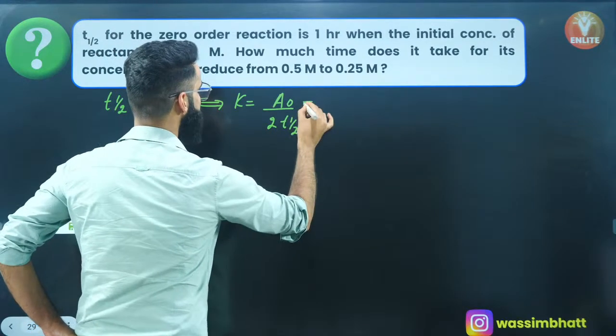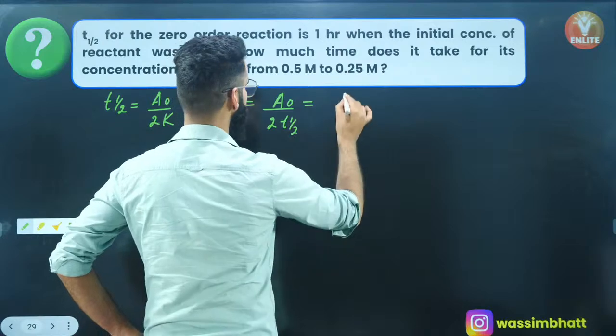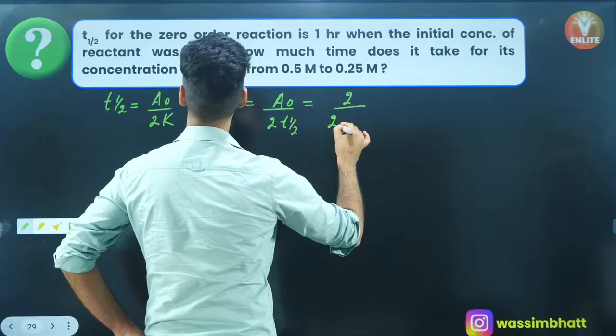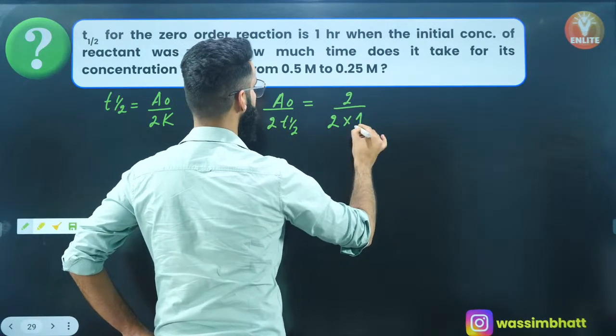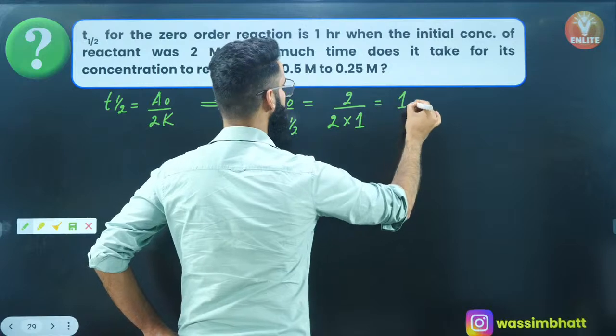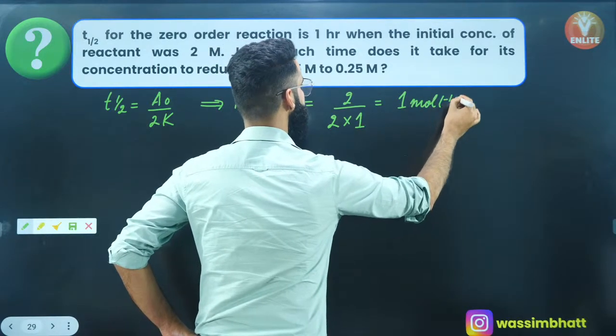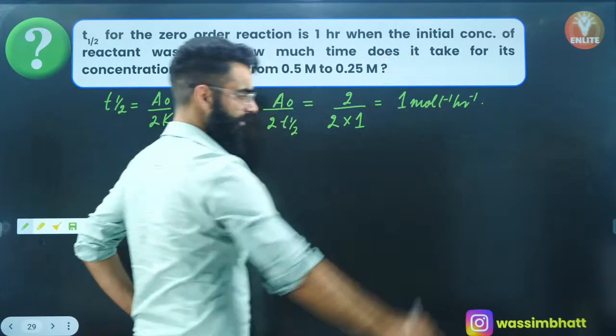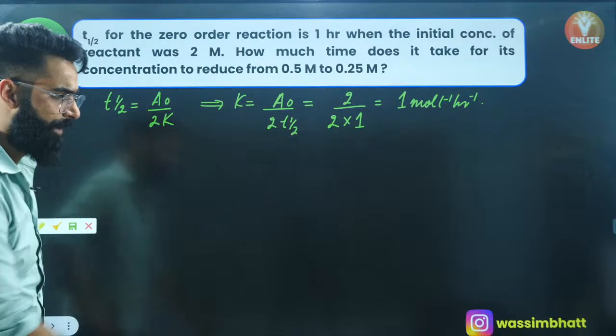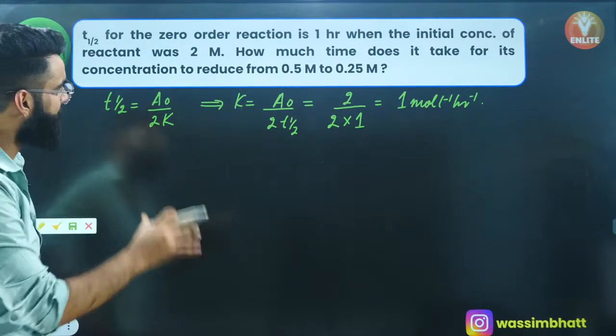Well, the initial concentration A naught of the reactant is given to me as 2 molar, divided by 2 multiplied by T half, which is given to me as 1, right? So the value comes out to be 1 mole liter inverse hour inverse. This is going to be the rate constant which I got over here. Well, after getting the rate constant, what am I supposed to calculate?